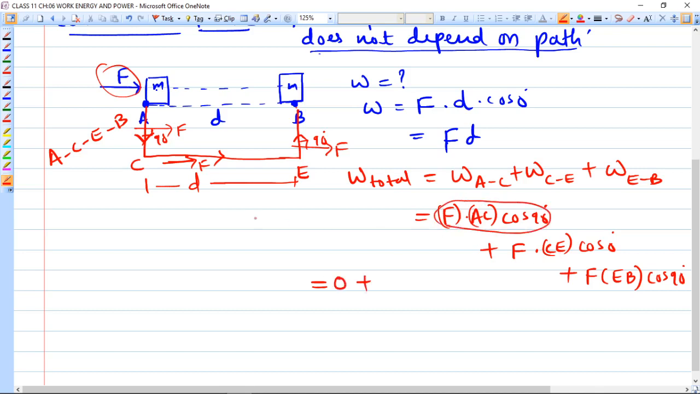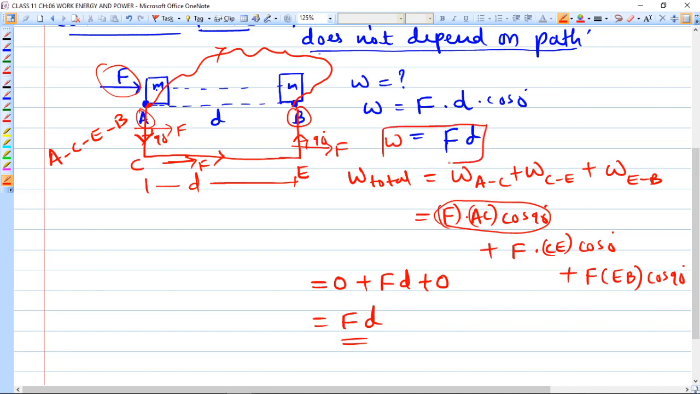Now CE is nothing but equal to D. So this work done will be equal to FD plus 0. So what is the answer? Answer is FD. Clear to you? Any path you choose, whatever path, in which your initial position is A and final position is B, then what will be your work? If somebody asks, and applied force is F as given, then your answer will be W is equal to FD.